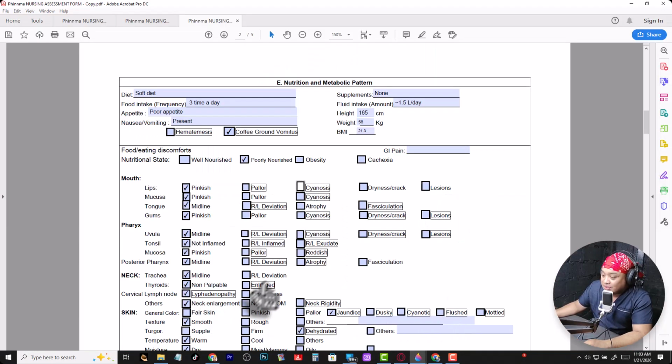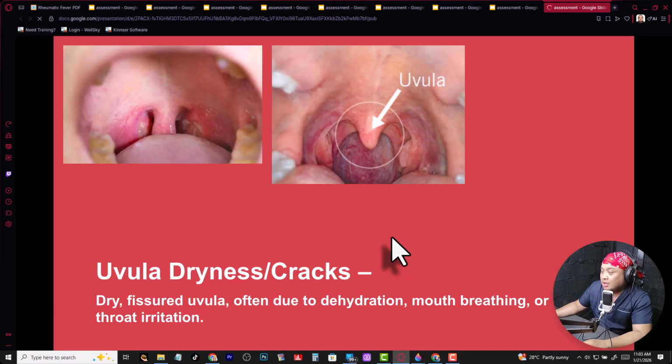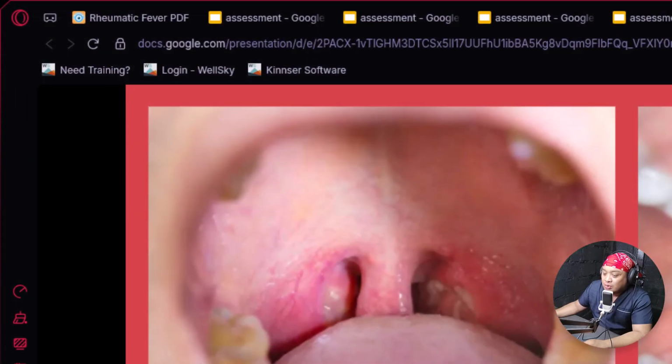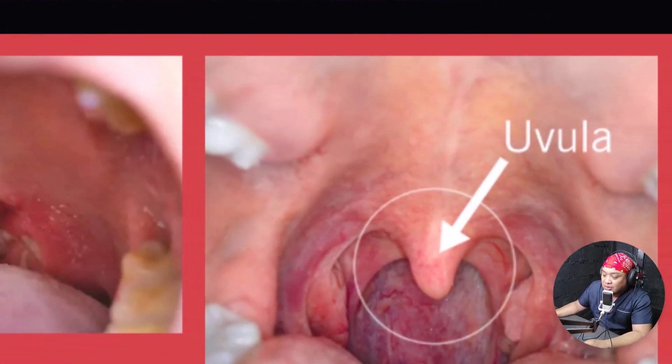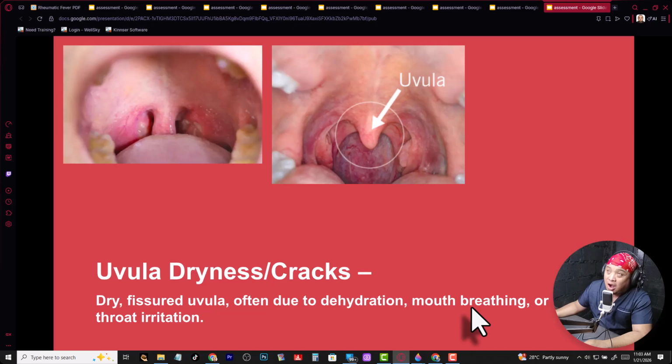Okay, and also let's move on to the crack. There's also crack. So pag check niyo sa mga pasyente, tanaw ninyo ang iyang uvula, and there's some crack there. Okay, so dry fissured uvula, often due to dehydration, mouth breathing, or throat irritation. Lagi ka nang magtulog, pag matanaw mo na malaki imong tutunlan. So there you go. You are a mouth breather. Dili ka gagamit sa imong ilong.